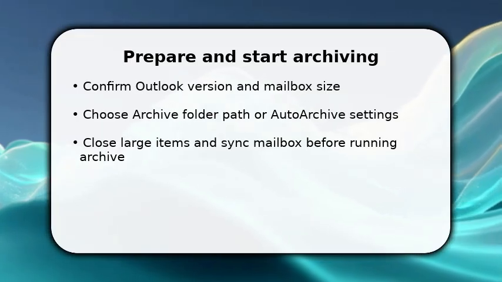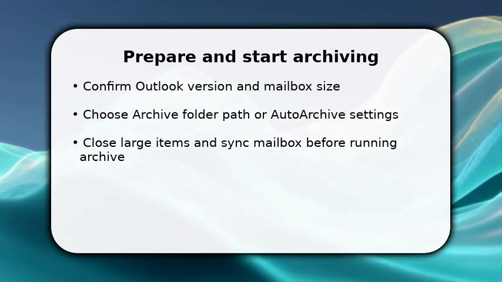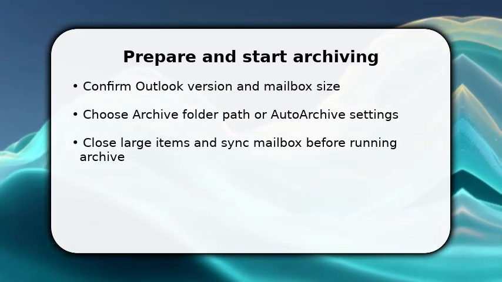You'll begin by confirming Outlook version and checking mailbox size so the archive settings match your needs. Open File Info, then Cleanup Tools Archive to start. This selects folders and date ranges.